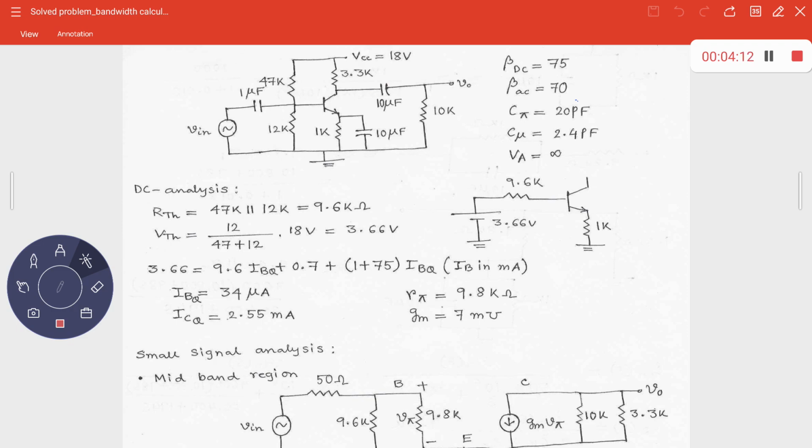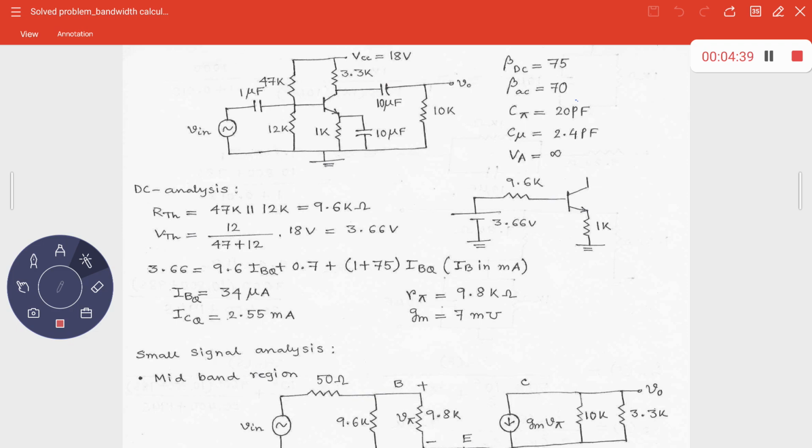And apart from that, you have some properties which have already been mentioned. The properties of the transistor: beta DC is equal to 75, beta AC is equal to 70, C pi, the base emitter capacitor, is equal to 20 picofarad, C mu is equal to 2.4 picofarad, and thankfully, V_A equal to infinite. That's great, because if V_A is infinite, that means r_o is infinite. That means in your calculation, you don't require any r_o, right? That is a good thing from your side.